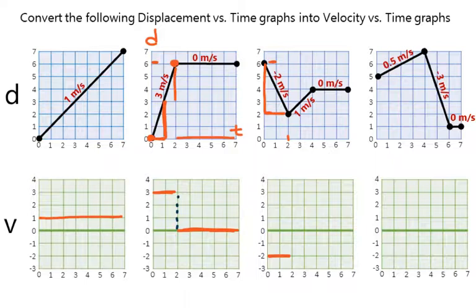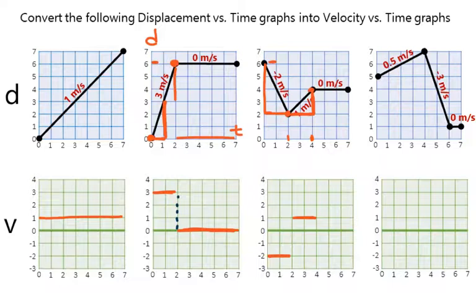And then an object went from 2 meters to 4 meters in 2 seconds. And if I look again at this graph, the run is 2 seconds and the rise is 2 meters. So the slope is 1, and it's a positive 1. So then the velocity becomes 1 for the next 2 seconds.